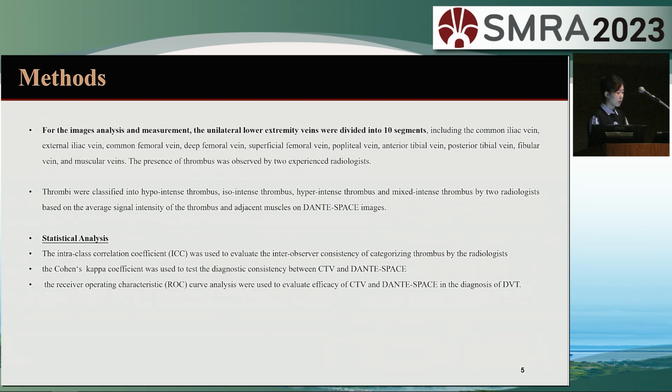Thrombi were classified into 4 groups, including hypointense, iso-intense, hyperintense, and mixed intense, by 2 radiologists based on the average signal intensity of the thrombus and adjacent muscles on the DantiSpace images, and the statistical analysis was as follows.